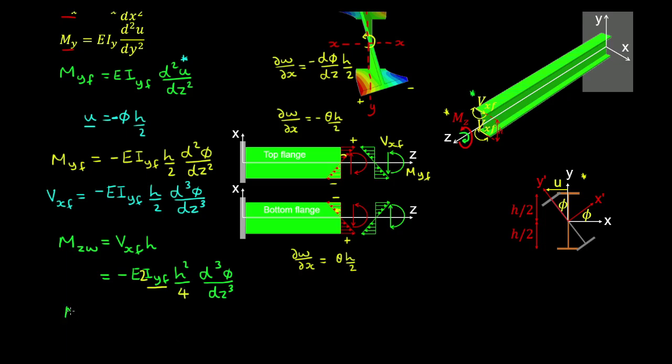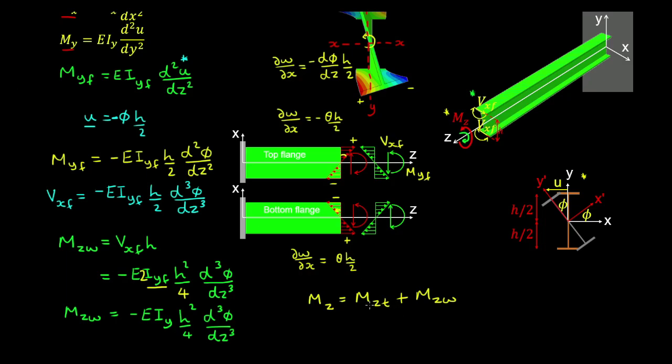So therefore we can now write the warping component as minus E, or the second moment of area about the minor axes of the entire section. So noting the contribution of the web is negligible in resisting the warping, so we have h squared on 4 by the third derivative of phi with respect to z. So this torque is equal to the sum of a torsional component and a warping component. So effectively the torsional stiffness of the beam is going to resist that torque along with the bending of the flanges.